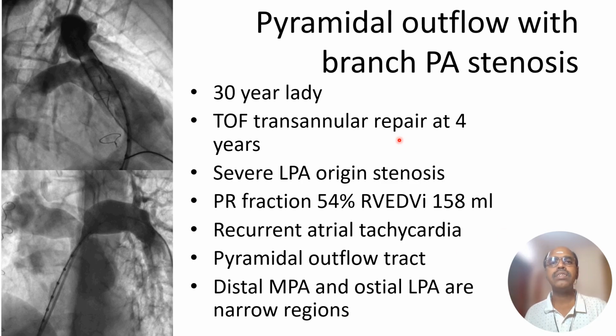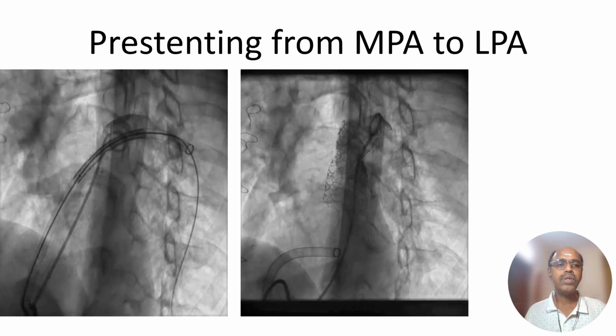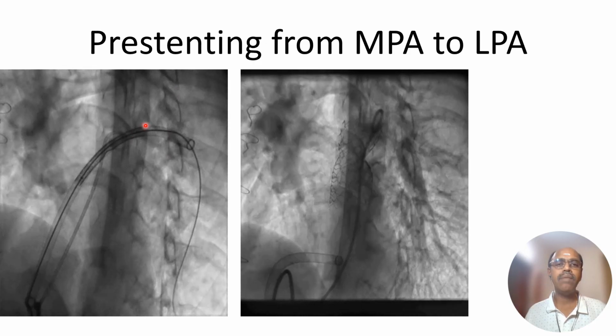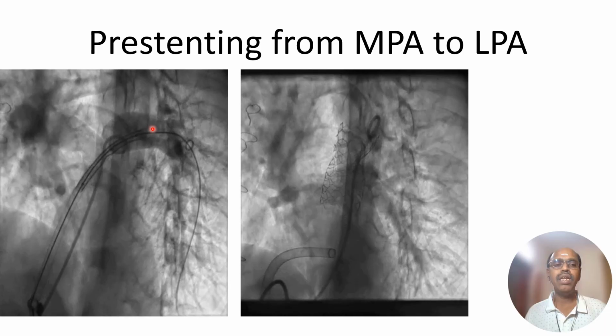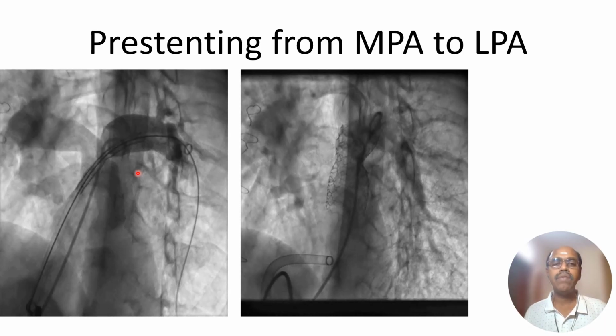What if there is severe branch pulmonary artery stenosis? A 30-year-old lady with a transannular patch at 4 years of age, severe LPA origin stenosis, significantly dilated right ventricle. Again, a pyramidal outflow tract with origin of the LPA being narrow. So what we do is stenting from the LPA towards the main pulmonary. So this is a stent that runs from the middle of the LPA to the middle of the main pulmonary.